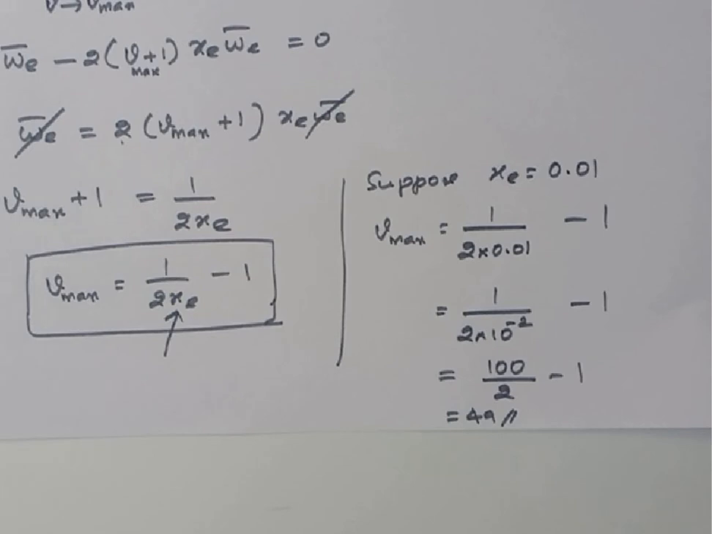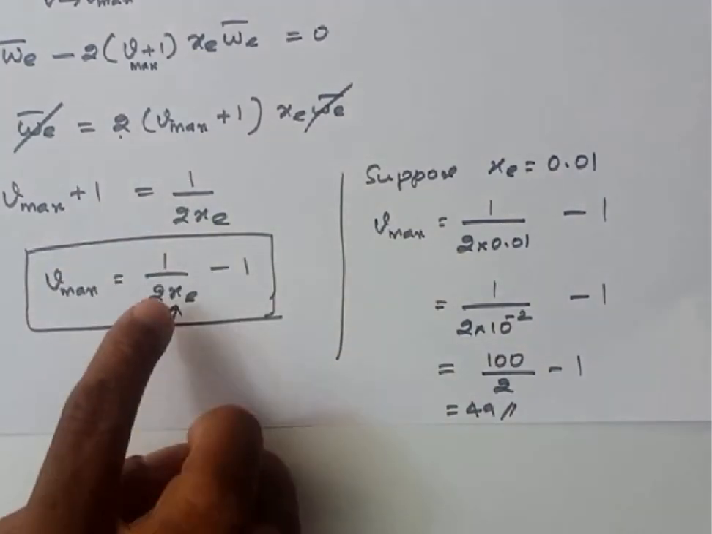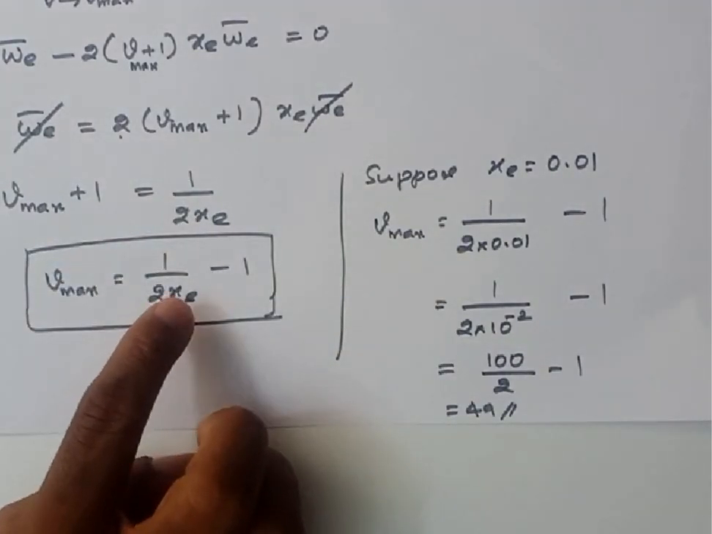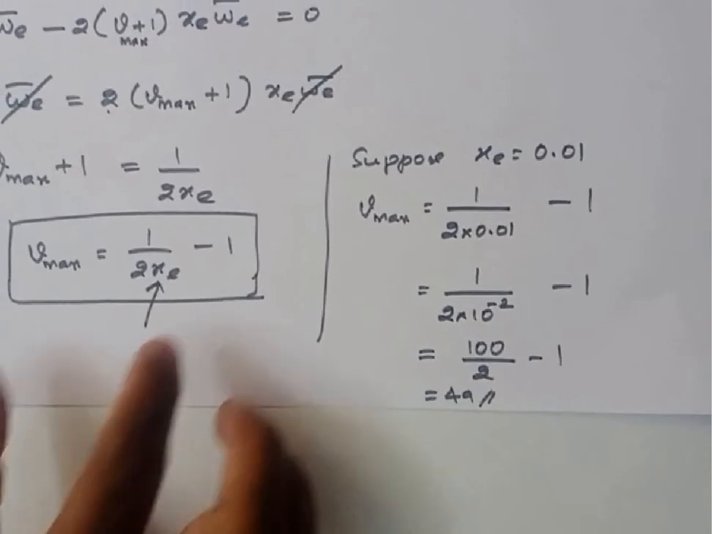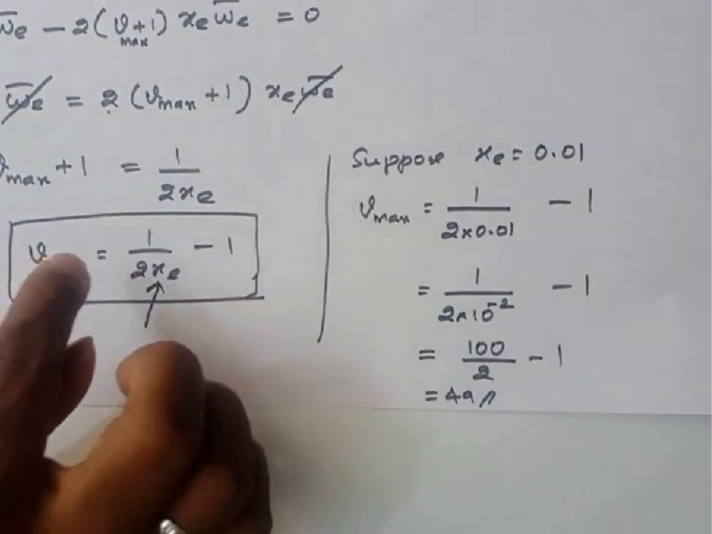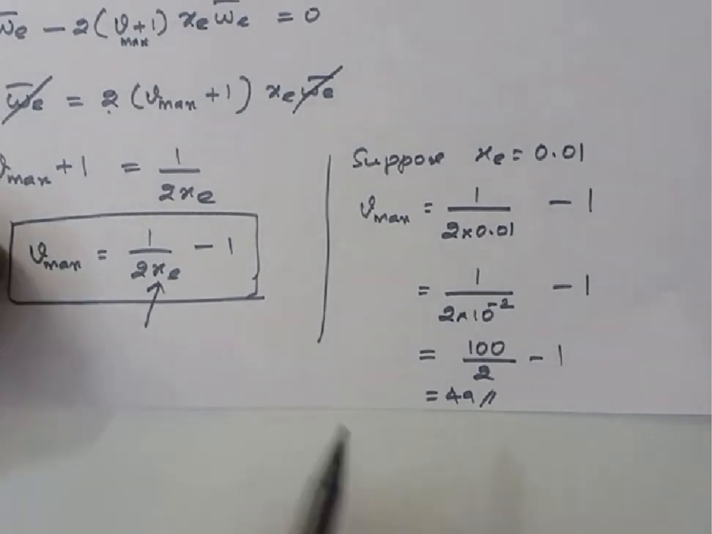So when the molecule reaches the 49th vibrational state, the molecule dissociates. Correct? So you can find Vmax using this formula. Students, observe carefully. Sometimes they will give the value of Xe, the anharmonicity constant, and ask you to calculate Vmax. If I substitute this Vmax in the vibrational energy formula, I will get the equilibrium dissociation energy. So what is our goal? The next goal is this.